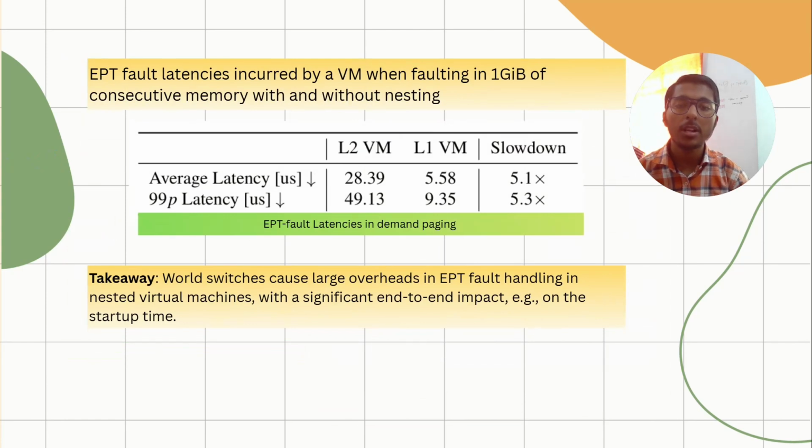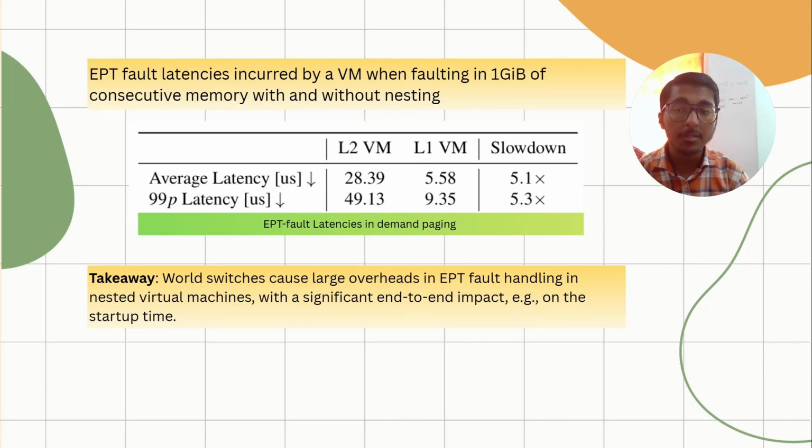We measure the EPT fault latency incurred by the VM when faulting in 1 GB of consecutive memory with or without nesting. We observed that the nested EPT fault experienced 5.1x and 5.3x latency increase over the non-nested scenario for the average and 99th percentile latencies. EPT faults occur most frequently early in the VM lifecycle because memory has not been allocated yet. Therefore, the EPT fault handling performance directly impacts the startup time, which requires low startup latencies.